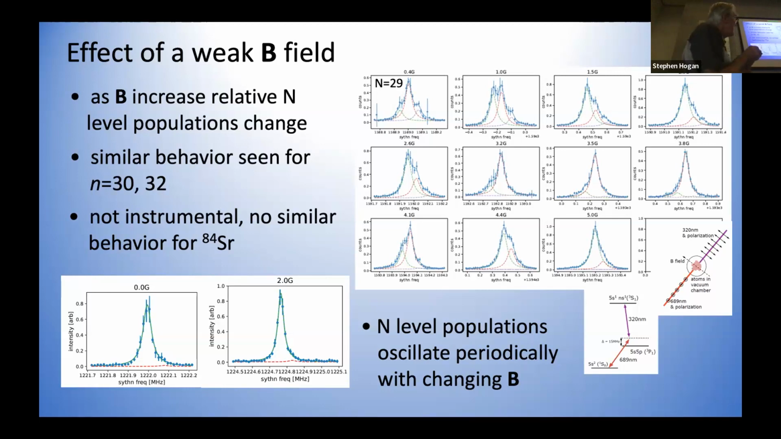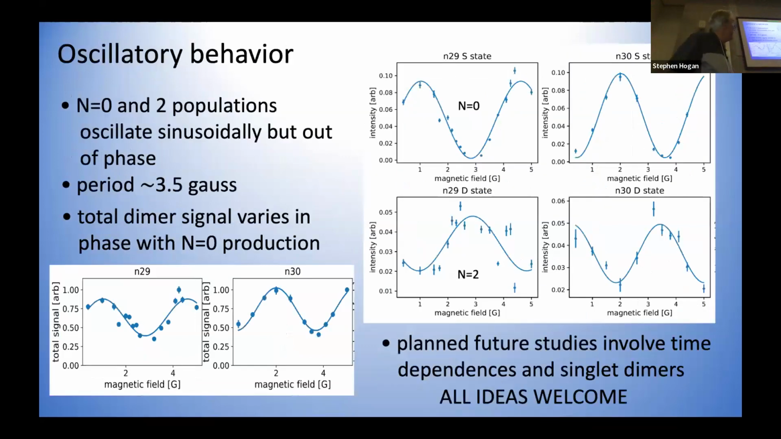Now, in these measurements, the magnetic field is in this direction. The 2 lasers counter-propagate, and they're linearly polarized, one parallel to the magnetic field, one perpendicular to the magnetic field. Now, when you see strange behavior like this, the first thing you say is, uh-oh, must be an instrumental effect. So we did the same experiment with 84 strontium, and in fact, there was no change in the line shape. So the interesting thing we observed was that these n-level populations oscillate periodically with changing magnetic field.